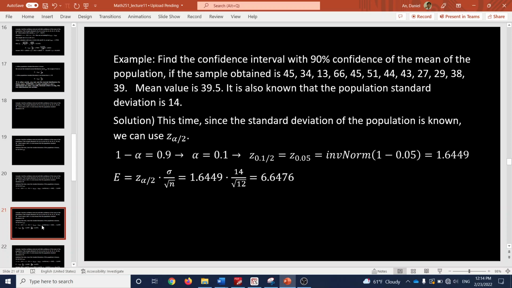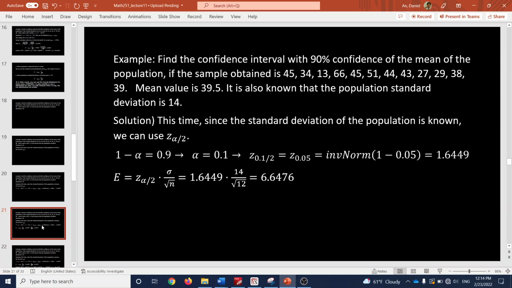So you have to remember there are 3 cases. Or you might even simplify this as 2 cases. If you know the population standard deviation, then go with the normal. If you don't know, you just go with the t distribution. But if the sample size is 30 or more, then you have the freedom to choose either one.